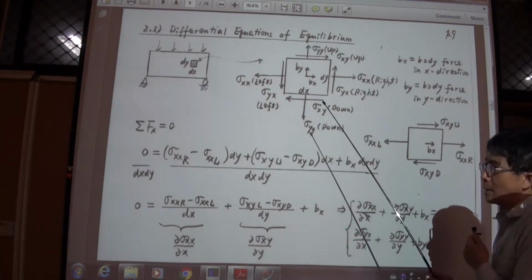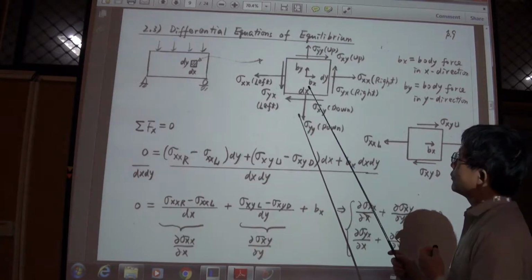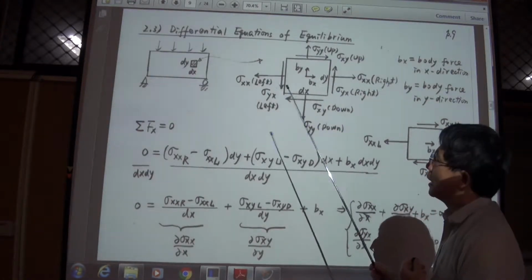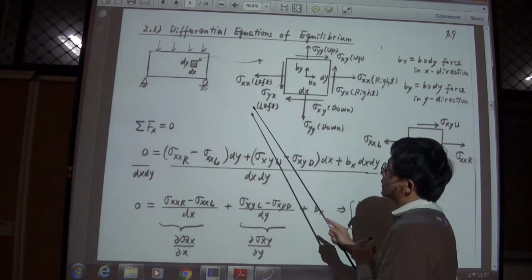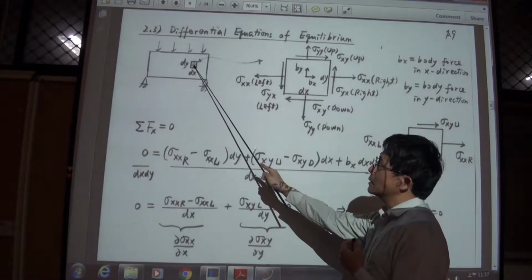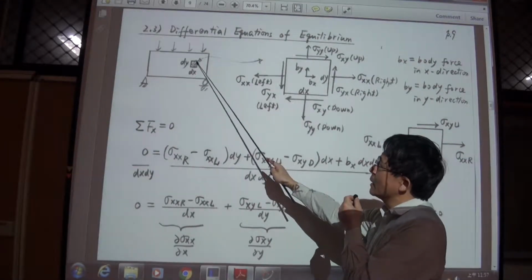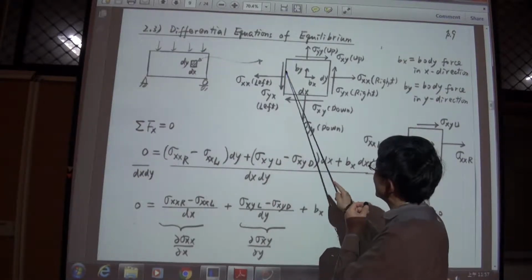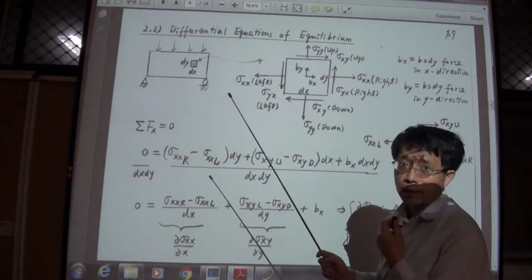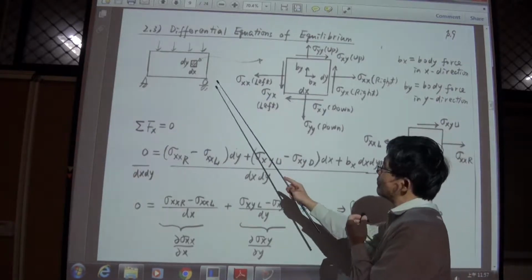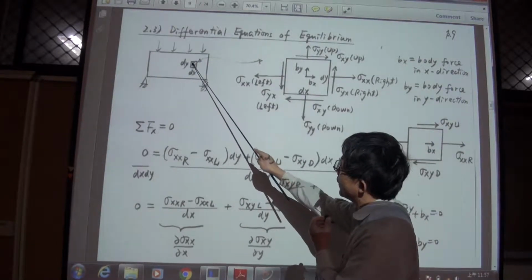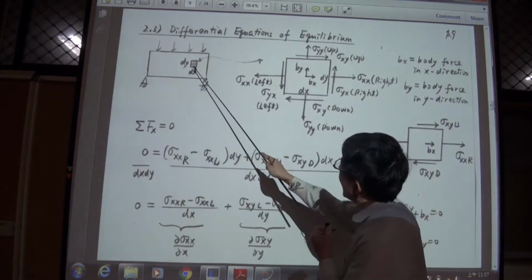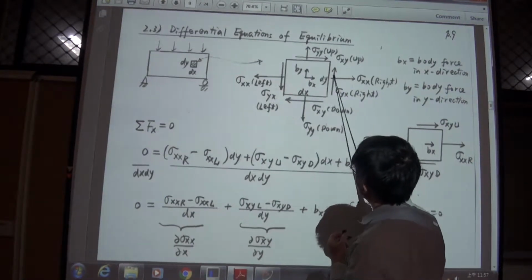In this section, we talk about the differential equation of equilibrium. Okay, look at a beam like this. Inside the beam, there is a material point. So we magnify the material point like this in order that you can see it clearly. The length of the material point is dx and dy here, dx.